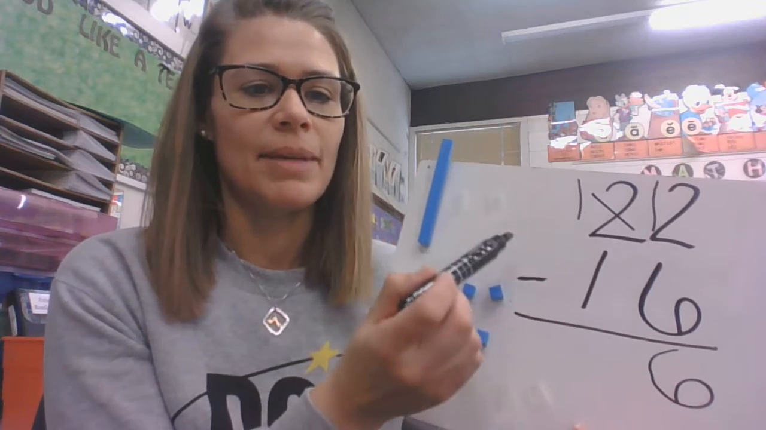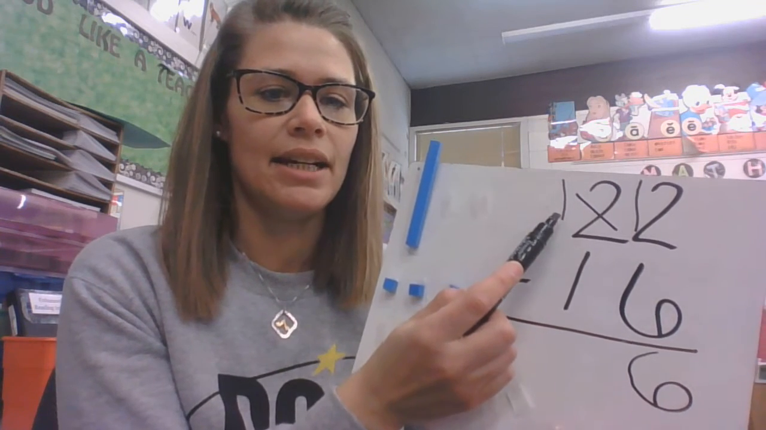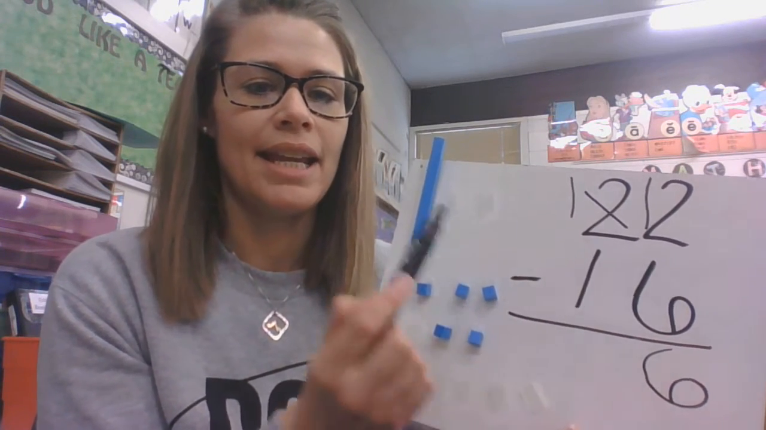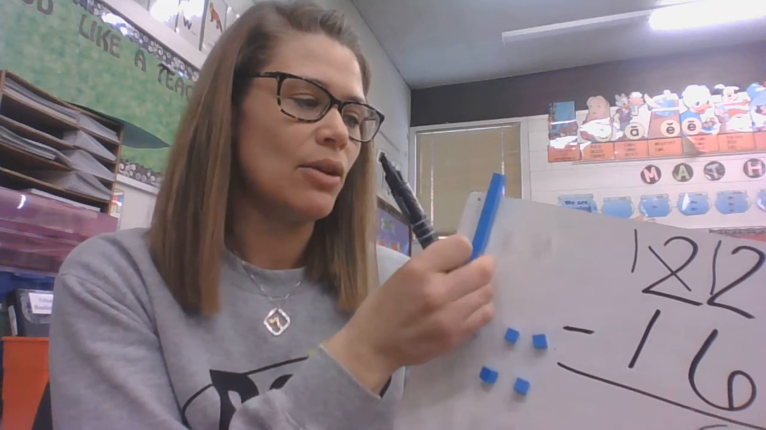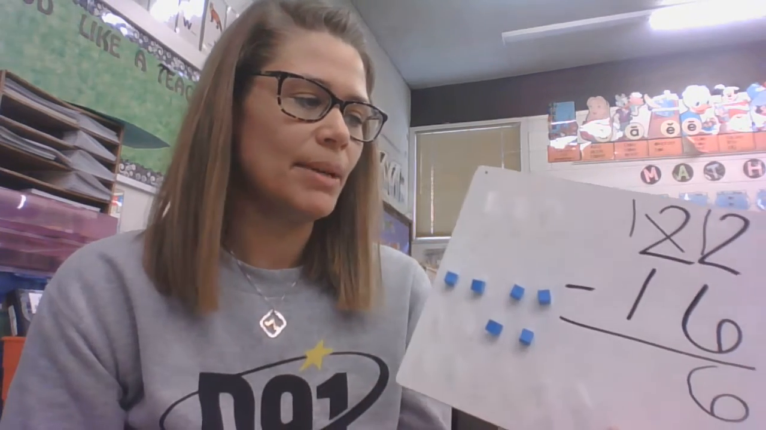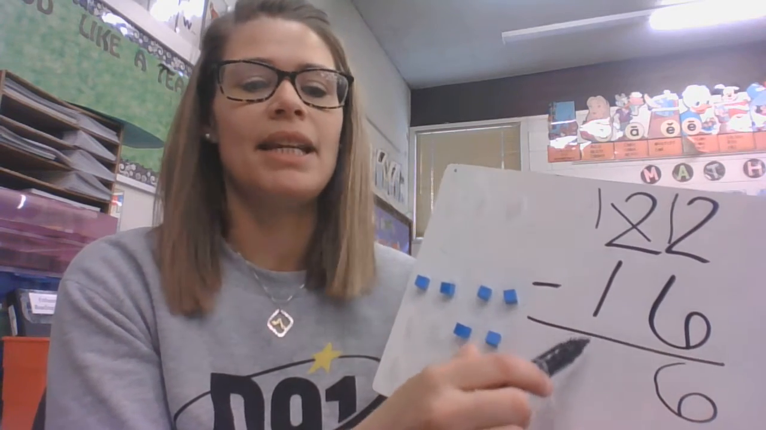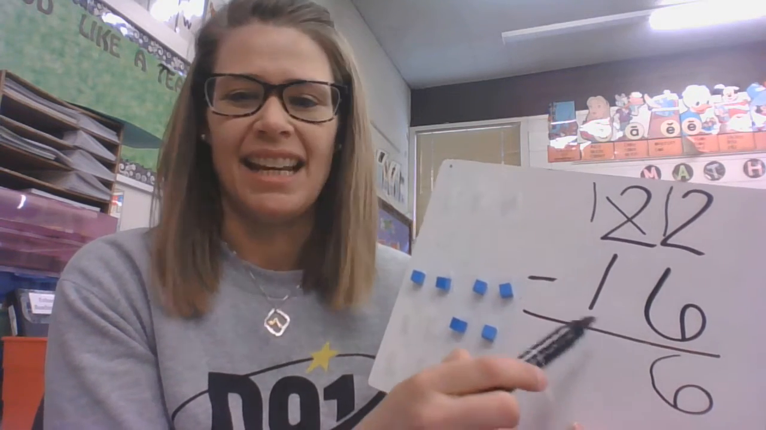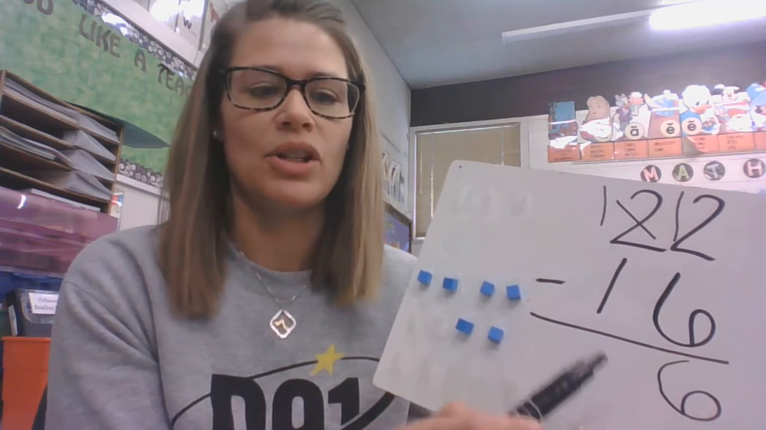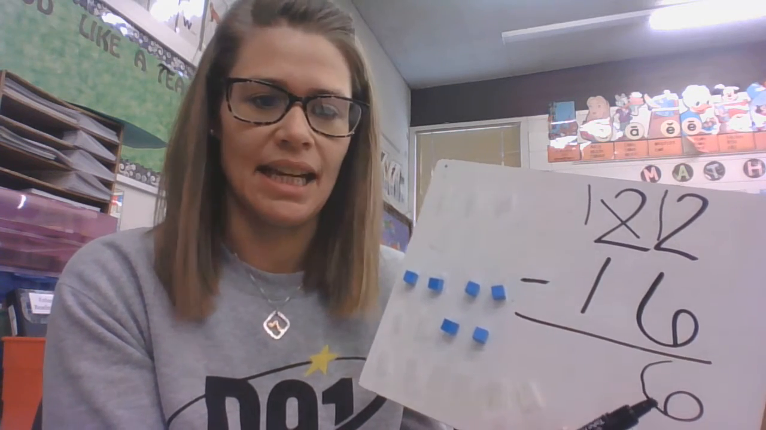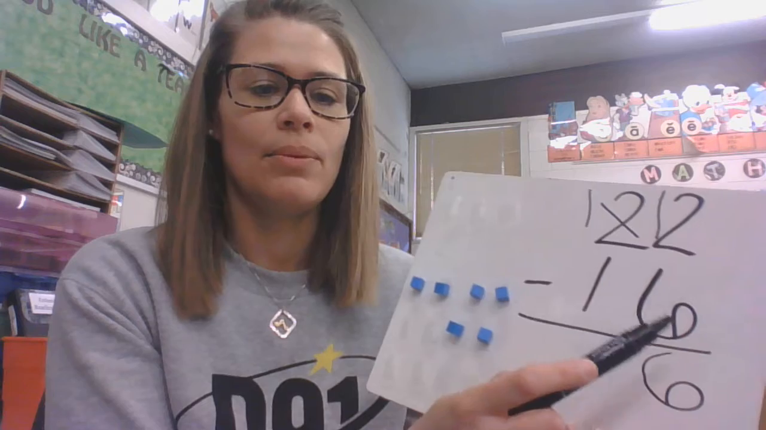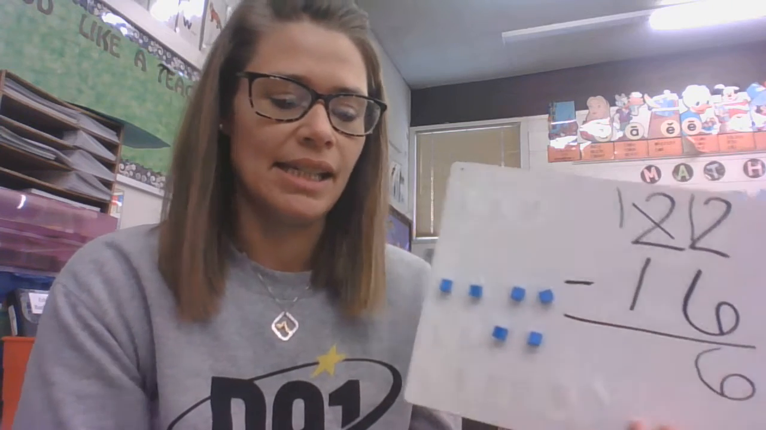Now I need to hop over to my tens because I have one 10 here, and it says I have to take away a 10. So I've got to take away that 10. And now how many tens do I have left? 0. But I don't have to put a 0 at the beginning because when I put a 0 at the beginning of a number, it doesn't really count. It doesn't matter. So my answer is just 6. 22 take away 16 equals 6.